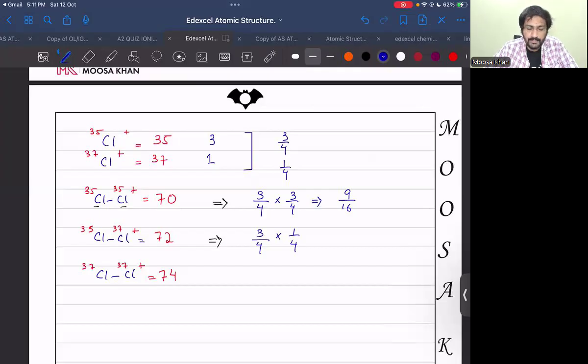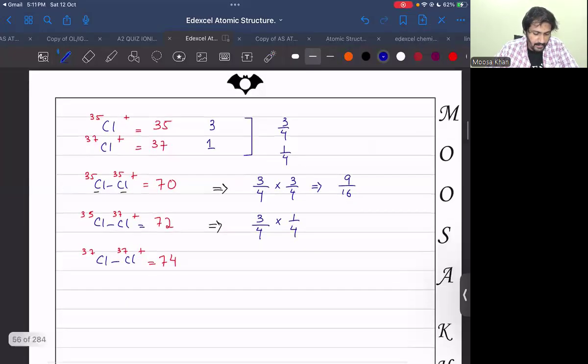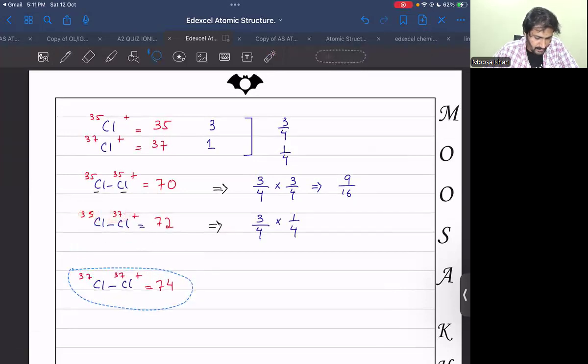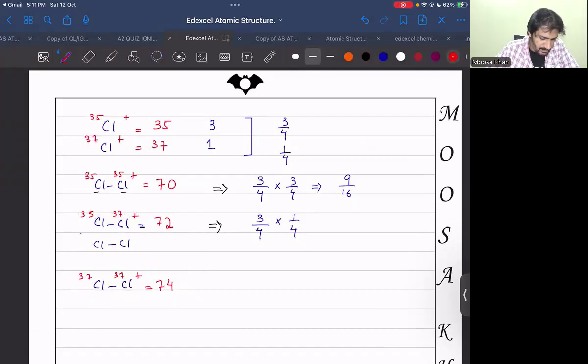But there is a catch. We are saying that the first isotope is 35 and the second isotope is 37. What if the first isotope is with the mass number 37? The second isotope is with the mass number 35.